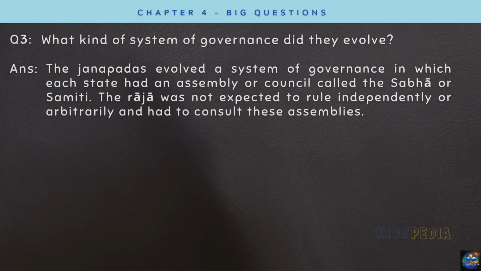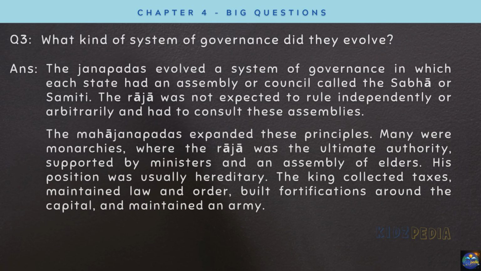The Raja was not expected to rule independently or arbitrarily and had to consult these assemblies. The Mahajanapadas expanded these principles. Many were monarchies where the Raja was the ultimate authority, supported by ministers and an assembly of elders. His position was usually hereditary. The king collected taxes, maintained law and order, built fortifications around the capital and maintained an army.